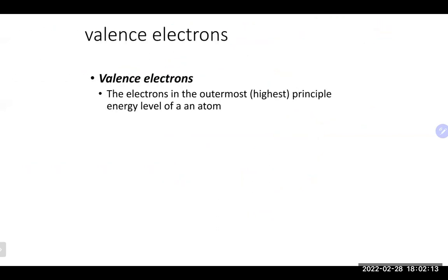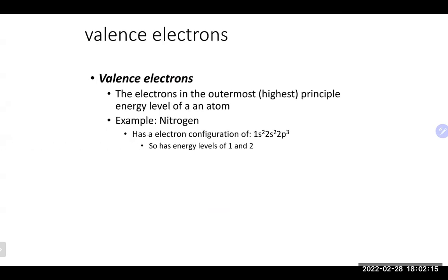All right, so let's talk a little about some periodic trends here to end this chapter. First off, valence electrons. Valence electrons are the outermost electrons. They are really important in terms of bonding. They're really the ones that are involved in bonding.